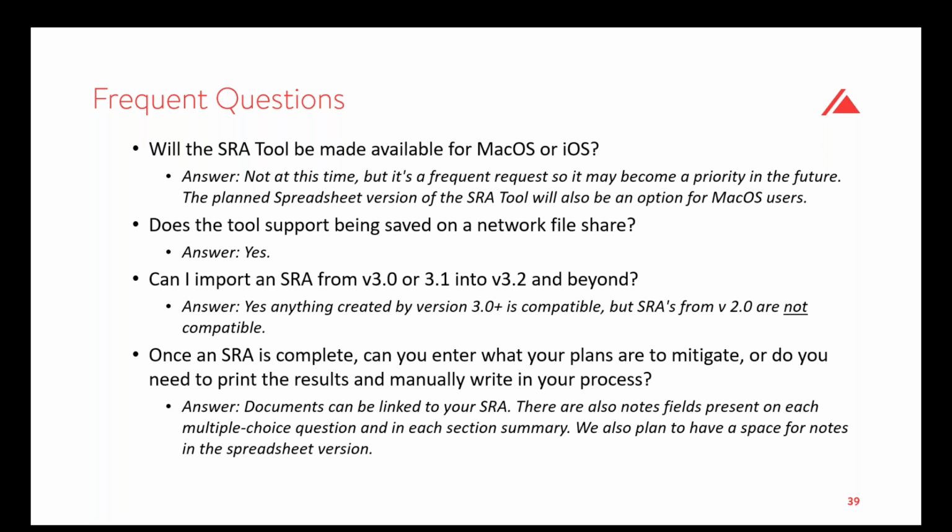So I'll go ahead and start with those. The first question we get a lot is, will the SRA tool be made available for Mac OS or iOS? The answer is no, not at this time, but it's a frequent request and it may become a priority in the future. Currently, if you go to healthit.gov to the download page, under the legacy version heading, there is what we call the paper version. It's 3 Word documents. If you're unable to run the tool for whatever reason, if you're using Mac OS, you can currently download those. But the planned spreadsheet version of the tool, we think, will also be a good option for users of Mac OS.